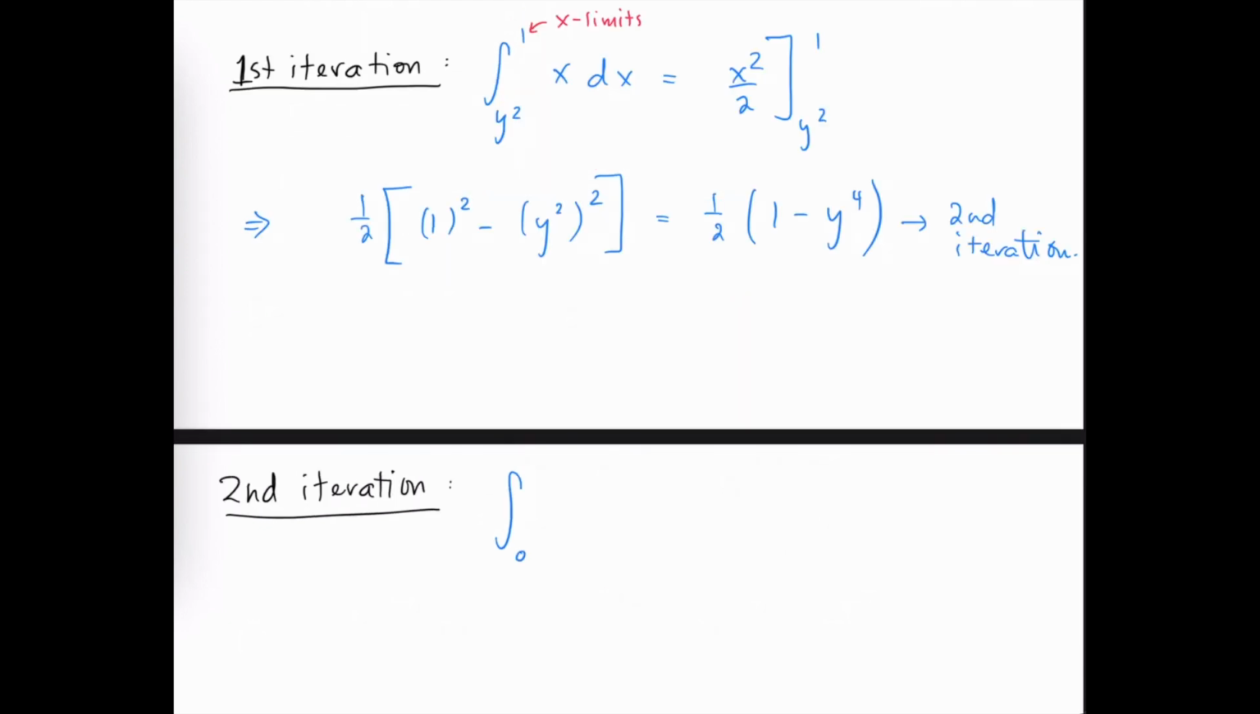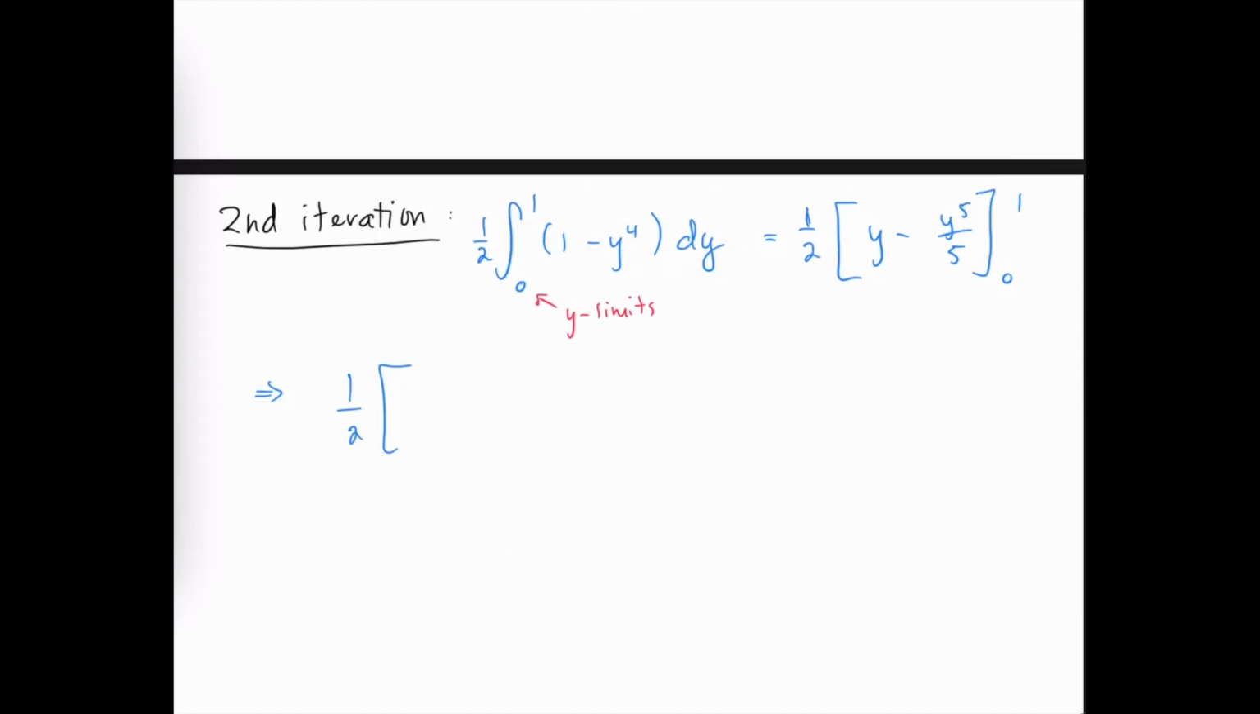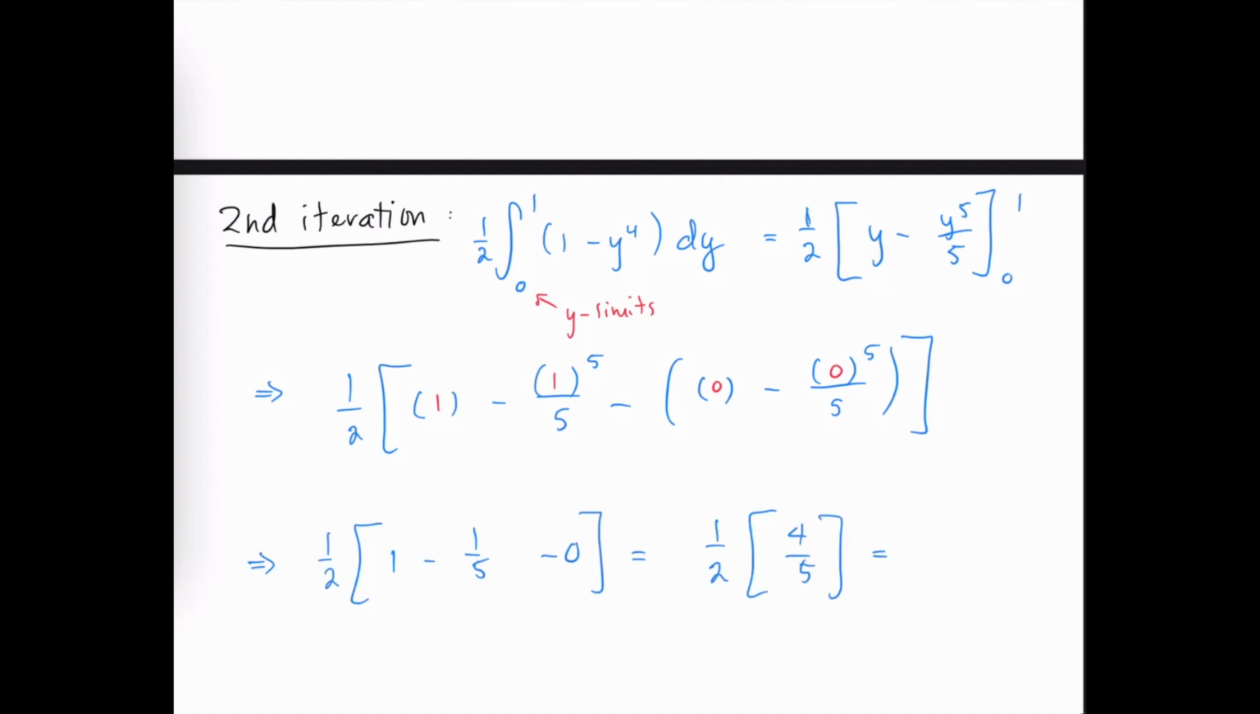So now we're looking at the integral from 0 to 1 of, let's pull this 1/2 to the outside, 1 minus y to the 4th, and we're integrating with respect to y, which makes these y limits. This antiderivative is going to be 1/2, constant multiple pulled to the outside, times y minus y to the 5th over 5, evaluated from 0 to 1. That gives us 1/2 times, plugging in the upper limit of 1 into the antiderivative, and from that we subtract the lower limit of 0 plugged into the antiderivative, which gives us 1/2 times 4/5, which simplifies down to 2/5. And again, this was the total mass of the system.